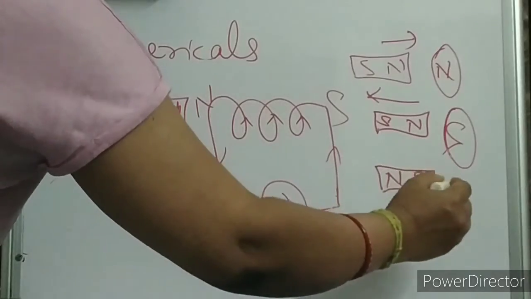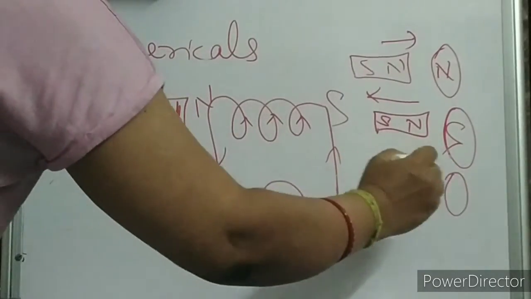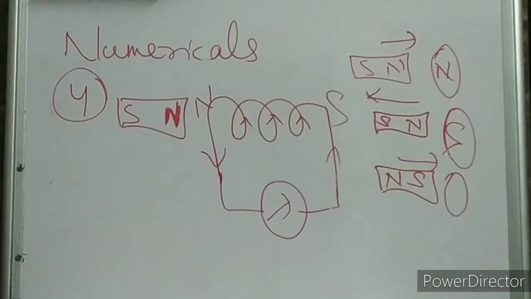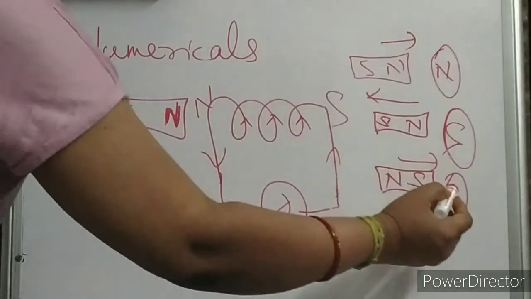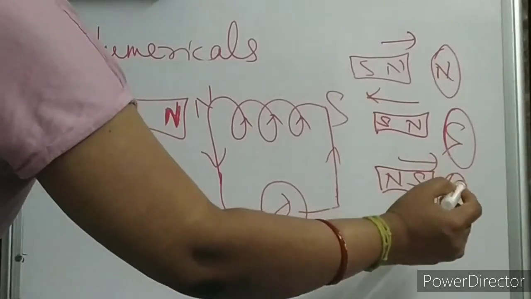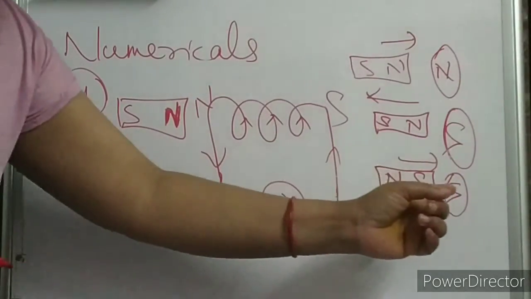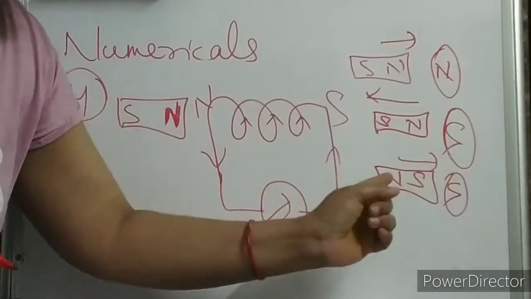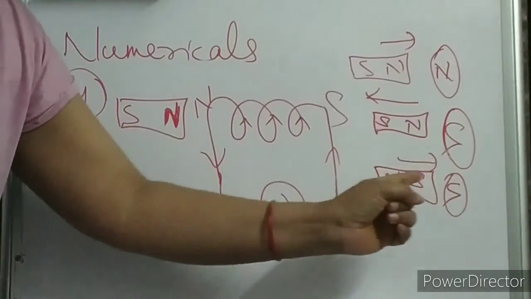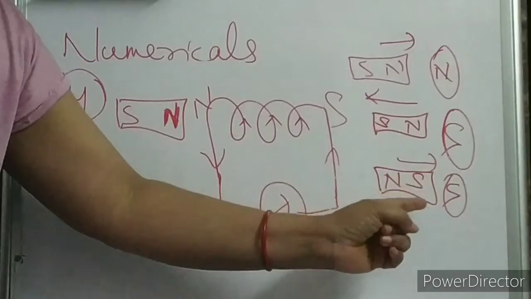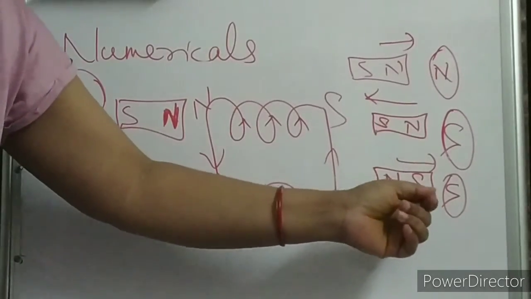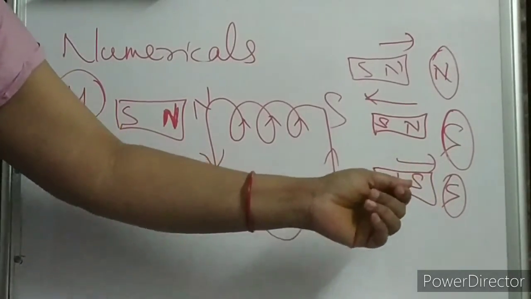Okay, we'll see one more example. South, north coil. Now south pole is approaching. If south pole is approaching, on the face of the coil which pole will appear? South pole, because now south pole is approaching. So induced current is induced, so current is increasing.